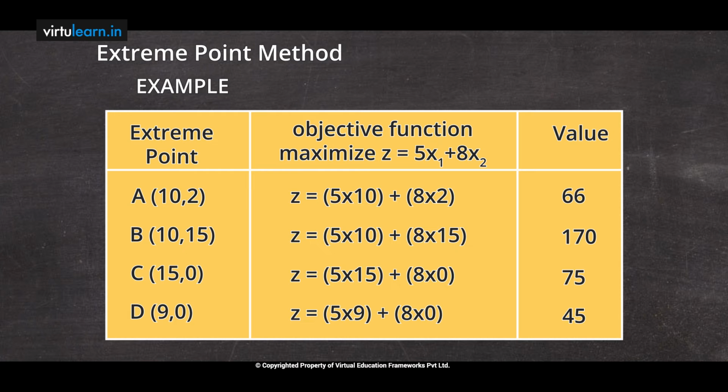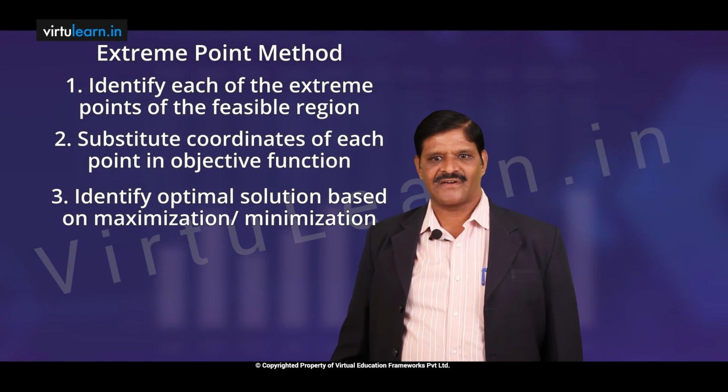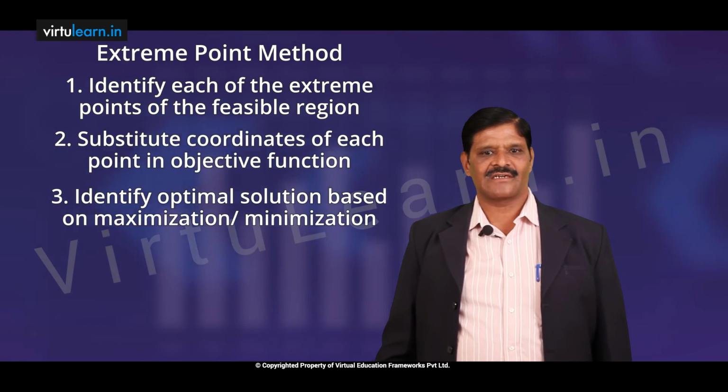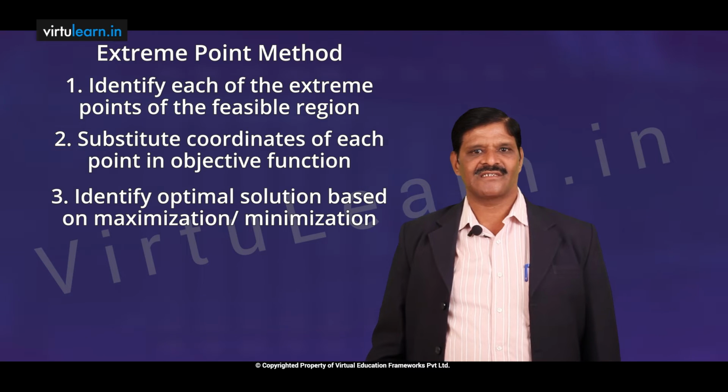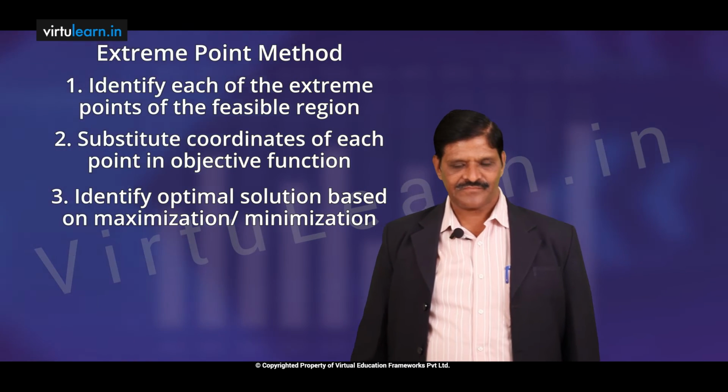So if it is a maximization, then for all these 5 points or 4 points, whatever the number of points we have obtained, whichever gives us the maximum value, that is the solution that we find. So that is the extreme point method. That is how we try to identify the optimal solution based upon maximization or minimization.